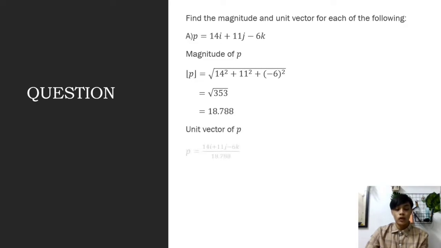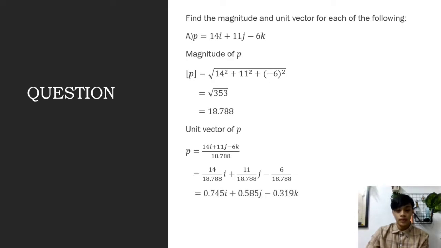Second, find the unit vector of P. P hat equals 50i plus 11j minus 6k divided by 18.788, so 50 divided by 18.788 i plus 11 divided by 18.788 j minus 6 divided by 18.788 k, and the answer is 0.745i plus 0.585j minus 0.319k.